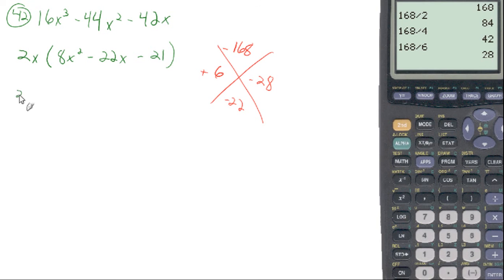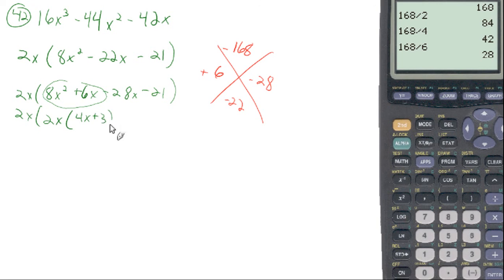So now we do 2x times 8x squared plus 6x minus 28x minus 21. So we'll factor out everything we can out of these two, right? We're going to group these together. We've got a 2x, so we're left with 4x plus 3. And these two here, we'll factor out a negative, since this first term is negative, a negative 7. So that will leave us with 4x plus 3, since we factored out a negative.